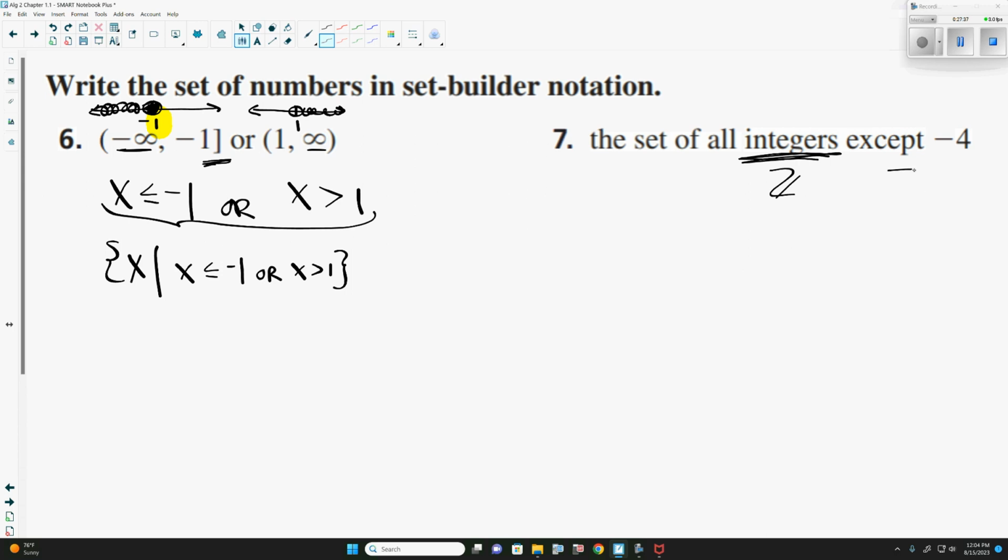So if something's equal to, we can do this. If it's not that, we put a line through it. So we can say what? X is not equal to? So if we write this here, we'd start with brace x. The first one we're going to do is the element, because we can say x is an element of the integers such that what? X is not equal to -4.